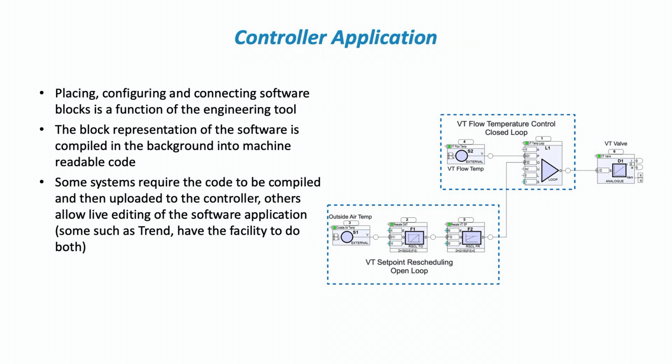There's loads of different ways of doing this. Some systems require you to build your control application and then you compile it and you download it. Some systems allow you to program it live. In the case of that Sedona application that we saw on the previous slide, you program that live into the controller. With Trend, which is the software you're looking at now, you can pre-program it and then download it, or you can actually work live on the application. So there's lots of different ways to do this, and it depends on the type of controller and the manufacturer of that controller as to how we do that.